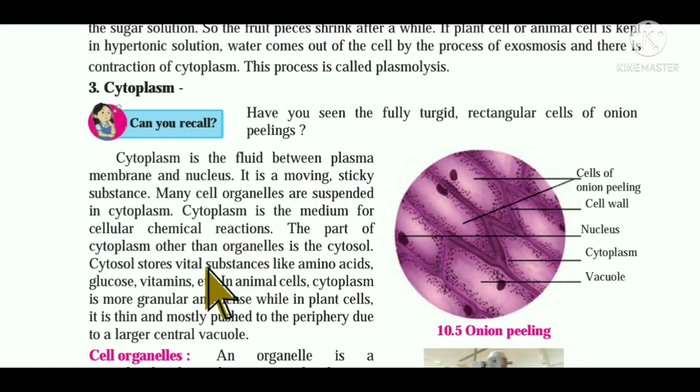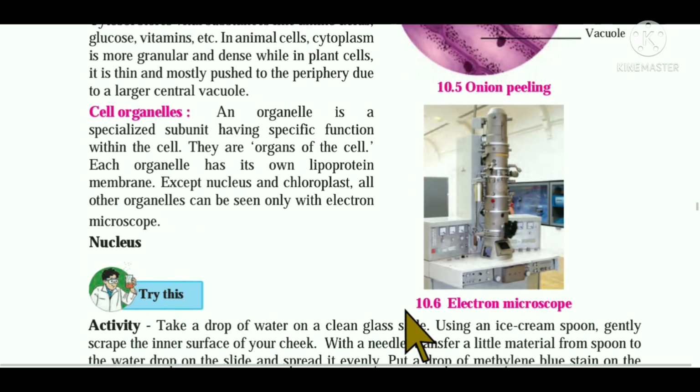The part of cytoplasm other than organelles is the cytosol, and this cytosol stores vital substances like amino acids, glucose, vitamins, etc. In the animal cell, the cytoplasm is more granular and dense, while in the plant cell, it is thin and mostly pushed to the periphery due to the large central vacuole.